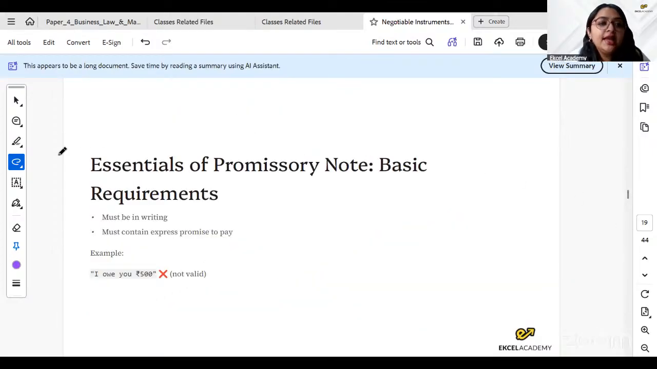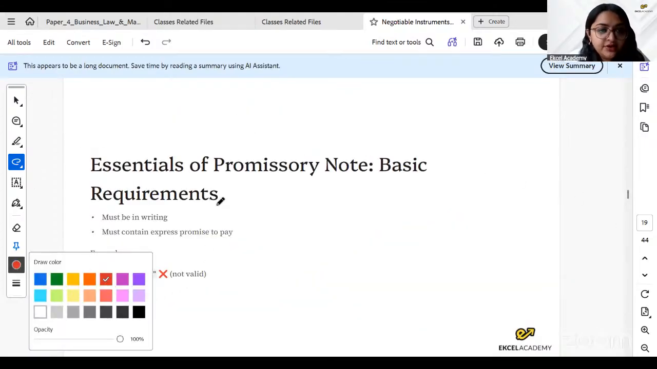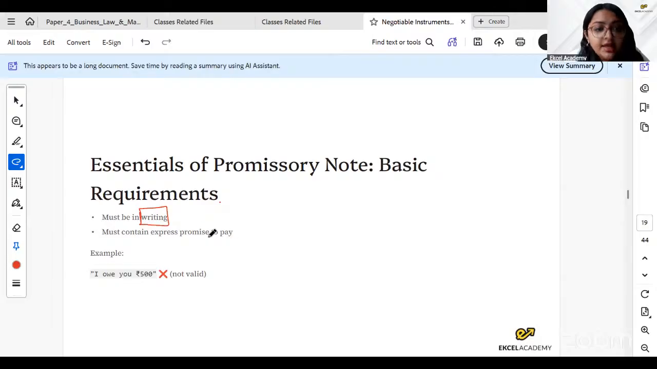Then the essentials of your promissory note. First thing, writing, an express promise to pay. For example, I owe you rupees 500 is not valid, because you are not telling whom you will make the payment to. You are not telling the date on which you are going to make the payment. So I owe you rupees 500 is a simple statement and it is not a promissory note.